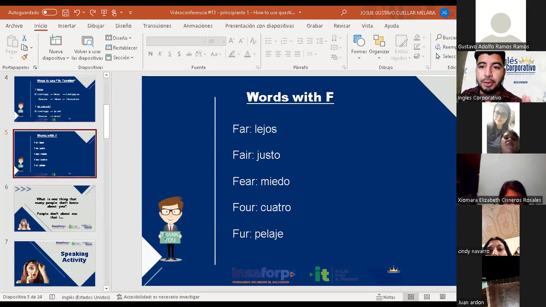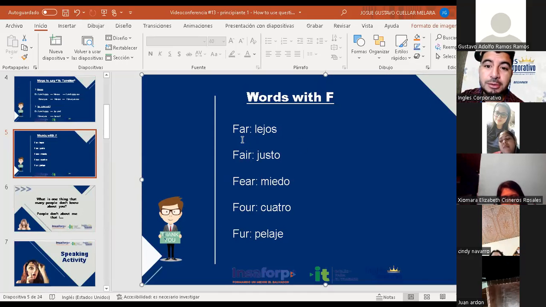Tenemos, pues, words with F. Comenzamos a ver las palabras con F. Entonces, en este caso, tenemos far, fair, fear, for, fur. Se escucha raro, ¿verdad? Como que si fueran las vocales en español, pero... no me van a decir aquí fire, fire teacher, o fair, no, far, fair. Y me da sueño. Fear.